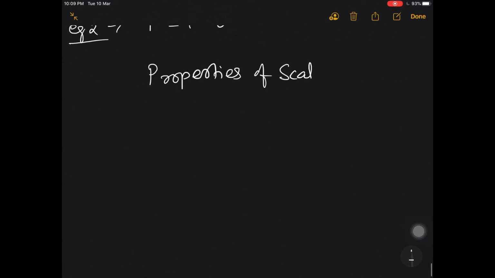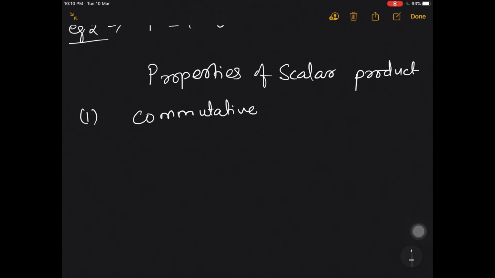Properties of scalar product. The first property is that the scalar product is commutative. Now what does it mean? It simply means that if I do A dot B, it is going to be the same as doing B dot A. It has to be, because this is a scalar product. The answer is going to be scalar. So whenever I do A dot B, I will get the same answer as B dot A.